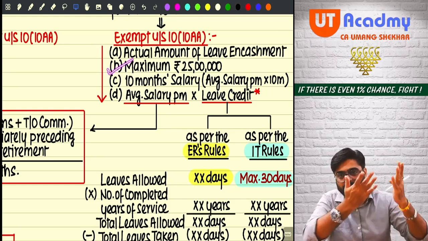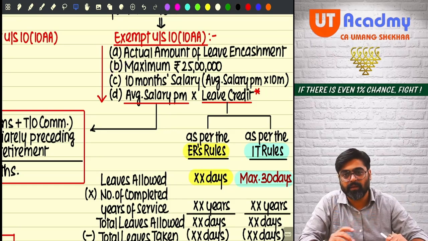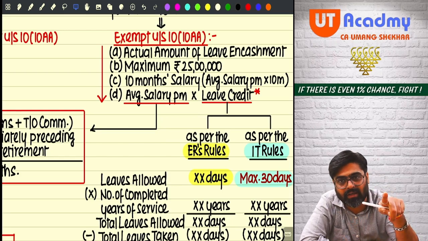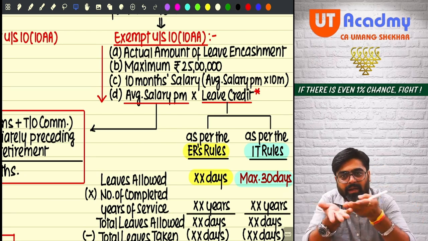Limit B is maximum 25 lakhs. You have to remember this limit. Limit C is 10 months salary. How will you calculate 10 months salary? Have you calculated average salary? Yes, multiply by 10. You will get 10 months salary.